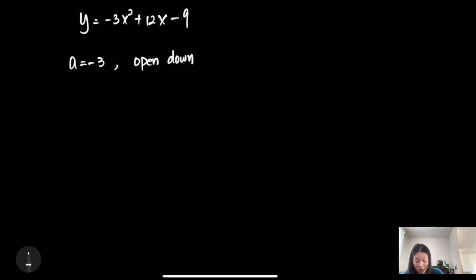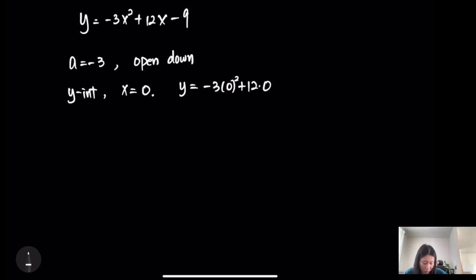Second, I need to find the y-intercept. The y-intercept is when x equals 0. Then I substitute it into the original function. So our y-intercept is (0, -9).